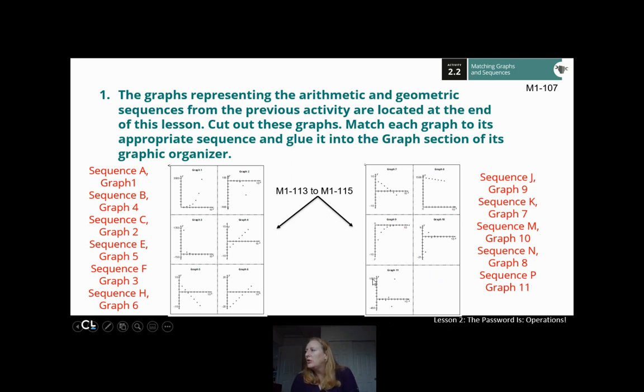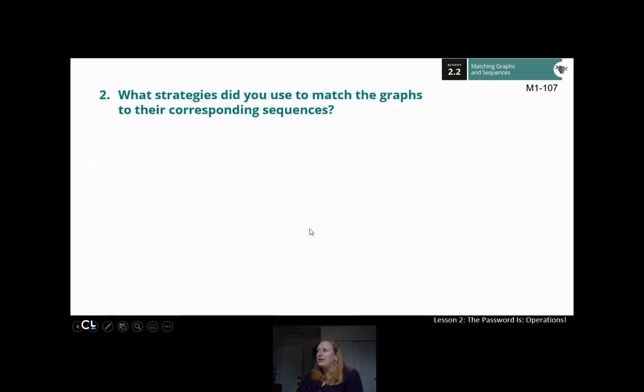So hopefully you were noticing the numbers that they had labeled on the y-axis, because it changed depending on the problem, and that would have helped you match things up a little bit better. So question number 2 says, what strategies did you use to match the graphs? Go ahead and hit pause, jot down what you did to help you match the graphs, and then hit play when you're ready to continue the discussion.